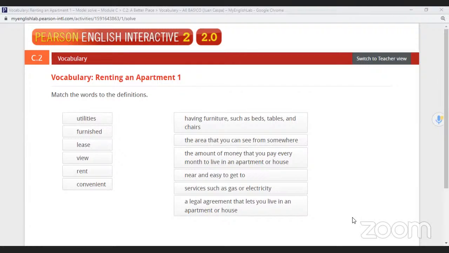What about utilities? What do you think it is? Utility, having furniture, such as bed, tables, and chairs. Okay. Unfurnished. Furnished. What do you think it is?